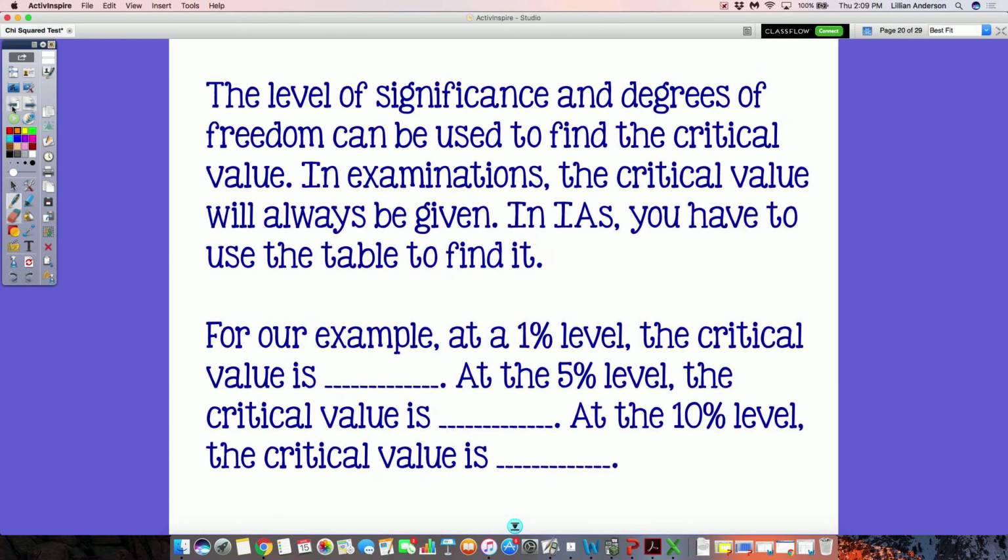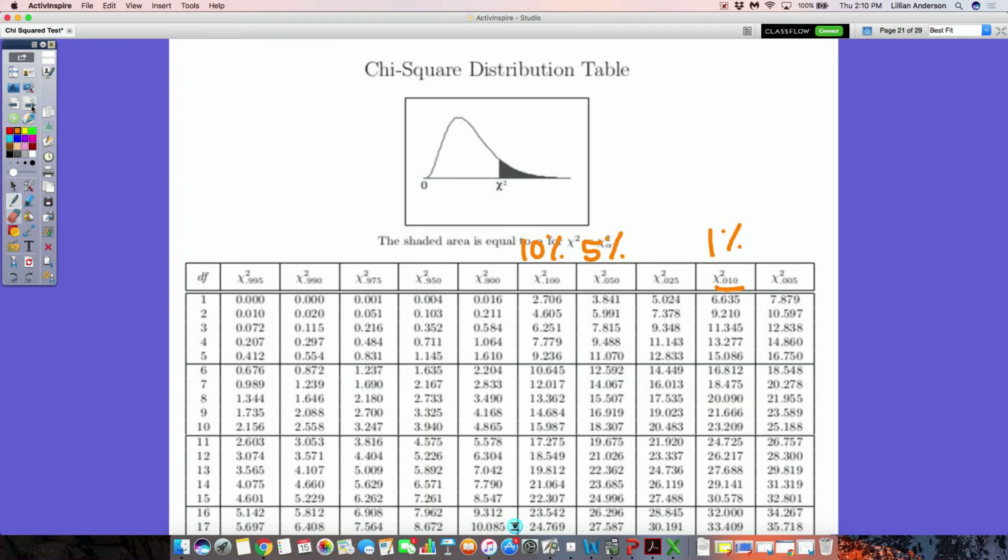Now, I know this part is not on your paper, but I just want to make sure everybody can read the distribution table. So for our example, at a 1% significance level, what would the critical value be? Looking at this table, here's your 1% significance level column. We had degrees of freedom of 3, correct? So basically you go across and you go down to see where those two meet. And so your critical value at a 1% significance level for this example would be 11.345. You see how that works? Okay.